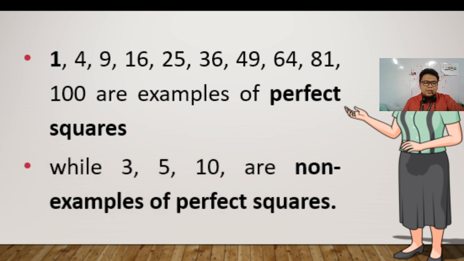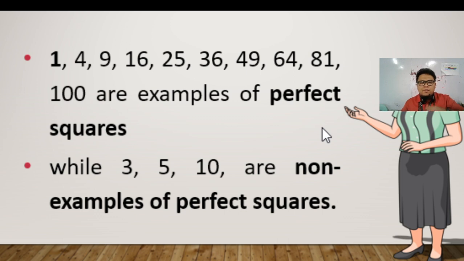So we have here the list of the first 10 perfect squares. Actually, there are many perfect squares, but if we write all of them, they won't fit. So I just put the first 10 perfect squares. We have here 1, 4, 9, 16, 25, 36, 49, 64, 81, 100. These are examples of perfect squares.